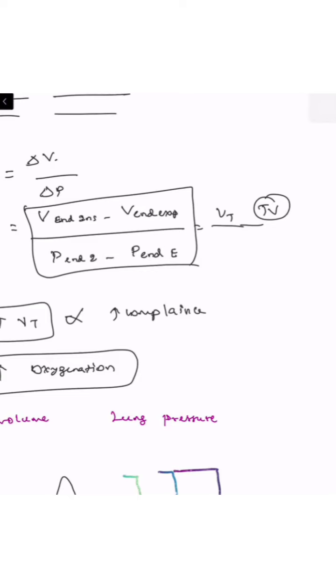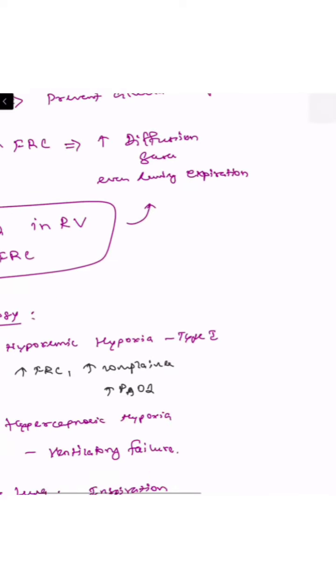Whenever you increase the tidal volume, it will automatically increase the diffusion of gases. Excessive diffusion of gases will help in removal of carbon dioxide as well as increased diffusion of oxygen through the alveolar membrane, which will help in increasing oxygenation. So this is the reason why an increase in tidal volume will result in a decrease in PaCO2. So we can substitute the end inspiratory pressure with P peak, and the end expiratory pressure is nothing but our PEEP. So we can substitute this here.